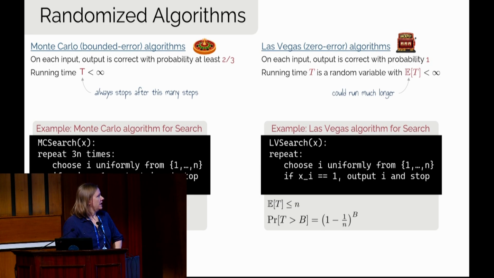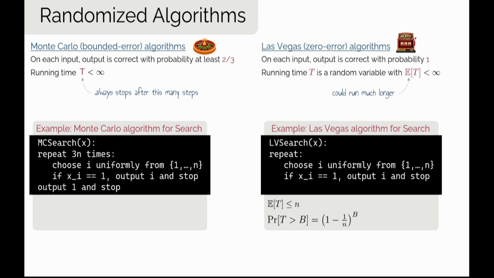In contrast, here's a Monte Carlo algorithm for search, and it's very similar, except that we only repeat at most 3n times. And if we haven't found some i such that x_i equals 1 after 3n steps, then we just output something arbitrary like i equals 1. Now, if we do that, we're probably wrong, but we can show that this happens with probability at most 1/3. And so this is a Monte Carlo algorithm for search. And of course, since we only run for 3n steps, the complexity of this is big O of n.